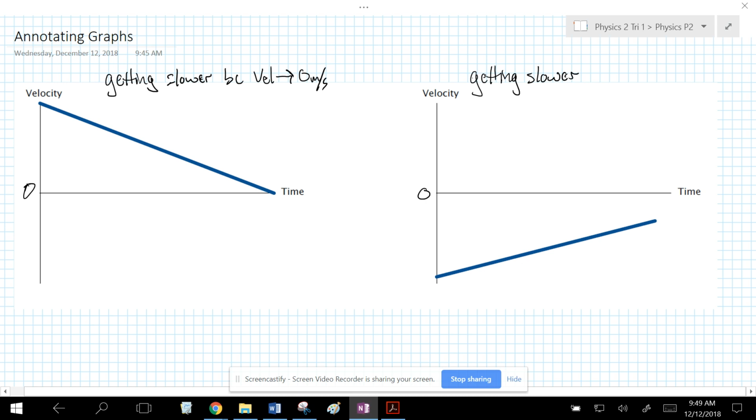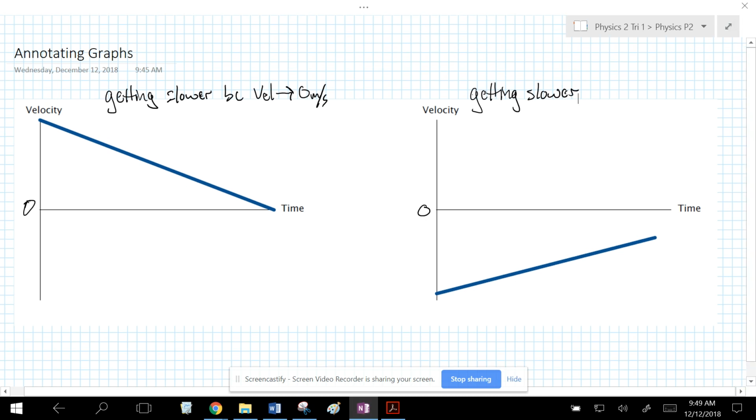Right. So same thing with this one. It's getting slower because the velocity is getting closer to zero. It's just doing it from the other side of the graph.